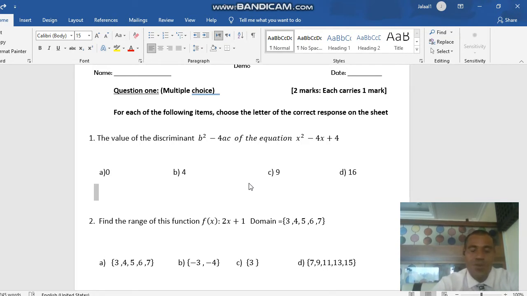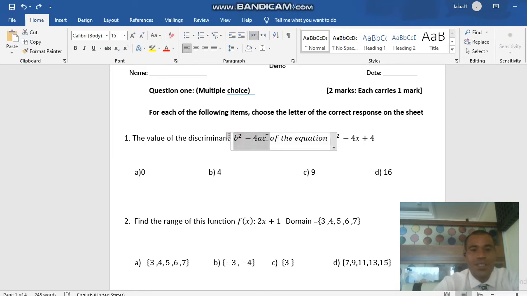Then we move to functions: the inverse of a function, domain, range, and the composite function, and the types of function: one to one, one to many, many to many, many to one. Now we start. We have multiple choice in question number 1. The value of the discriminant, b squared minus 4ac, of the equation x squared minus 4x plus 4. Is it 0, 4, 9 or 16?